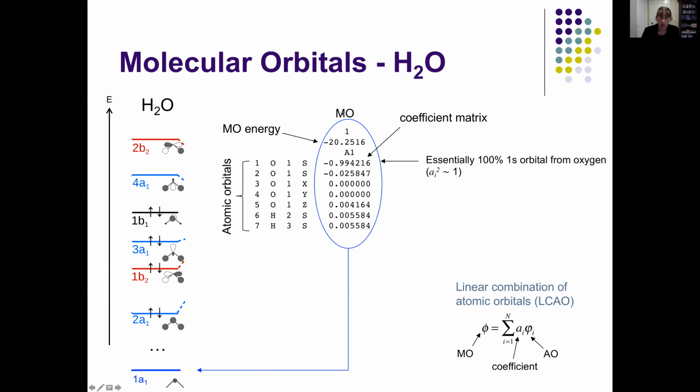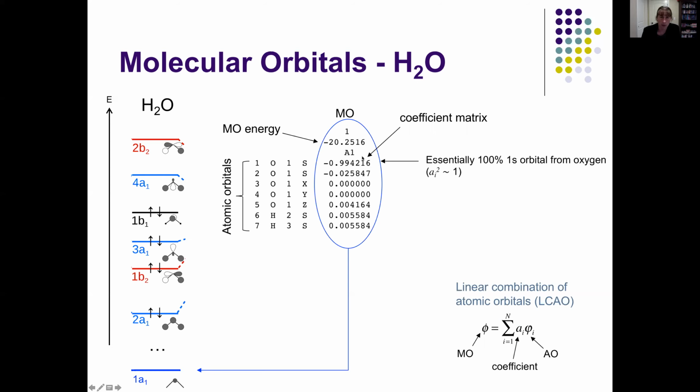This entire column represents one particular molecular orbital, number 1. All the numbers down here are part of the coefficient matrix. Remember those coefficients that are part of our linear combination of atomic orbitals. These are the coefficients that you multiply by the AO to give you the MO.